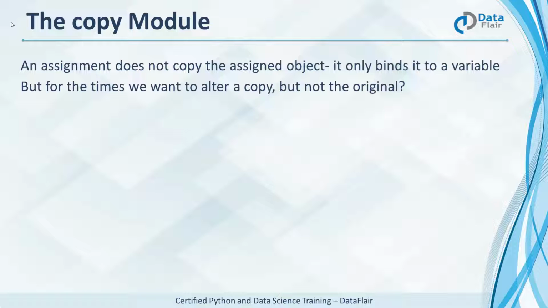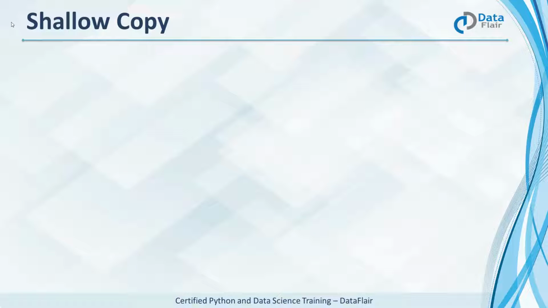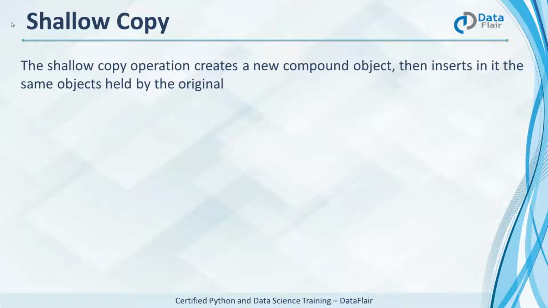But there are times when we want to make changes to a copy of something and not to the original. The copy module comes in here. Let's import it. Copy performs two kinds of copying, shallow copying and deep copying. It also raises the exception copy.error for module-specific errors. Let's first understand shallow copying. Shallow copying an object creates a new compound object and puts in it the same objects held by the original.